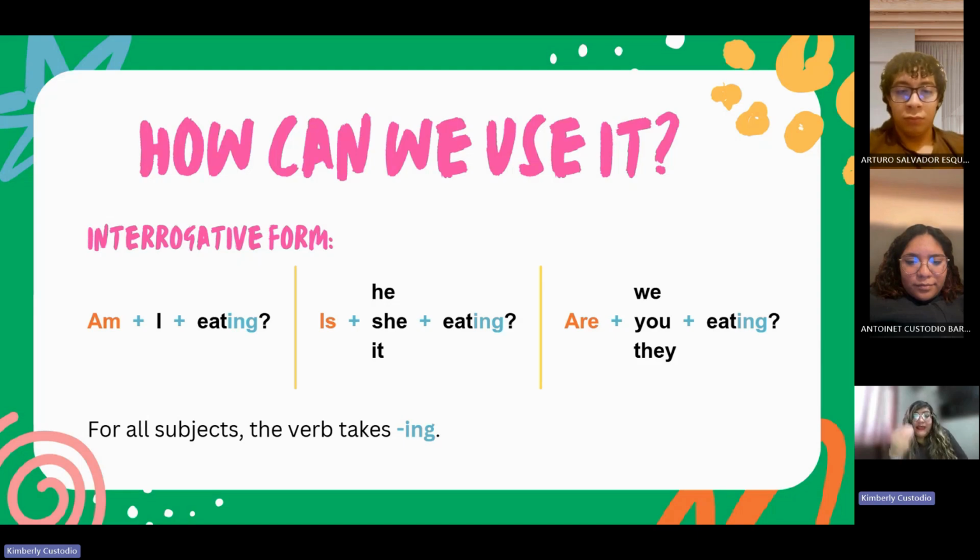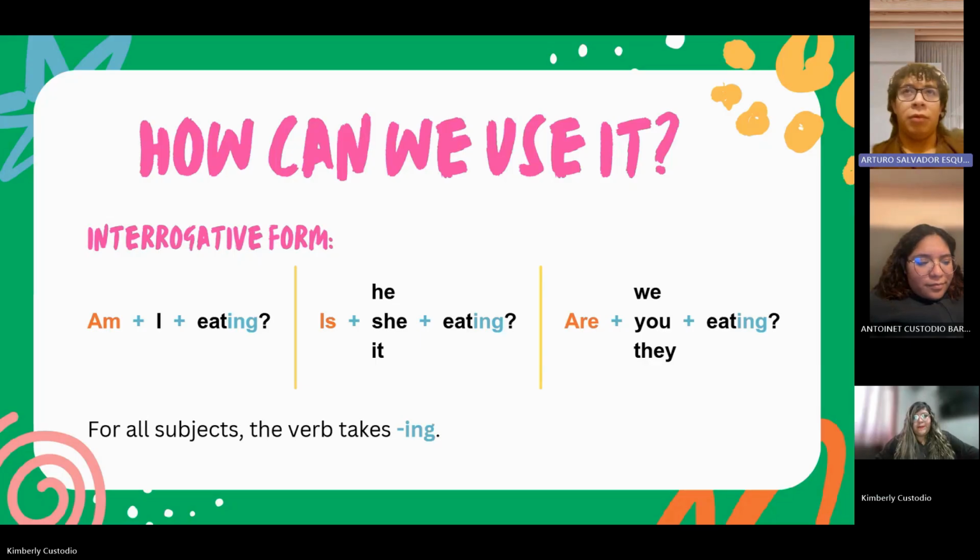Arturo, can you say what is the mistake in that example, please? He is right, because there's not a verb with ing. Excellent. So what would be the correct sentence instead? She is writing, no? Because you say she, then the verb be is, and then write plus ing. Is it clear? Can you give me another example, Arturo, an affirmative one?